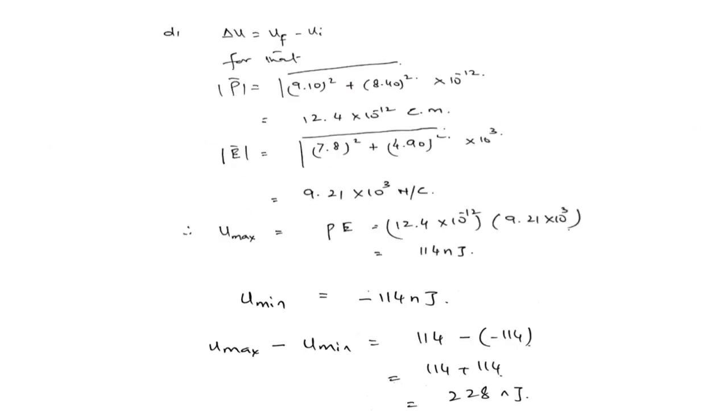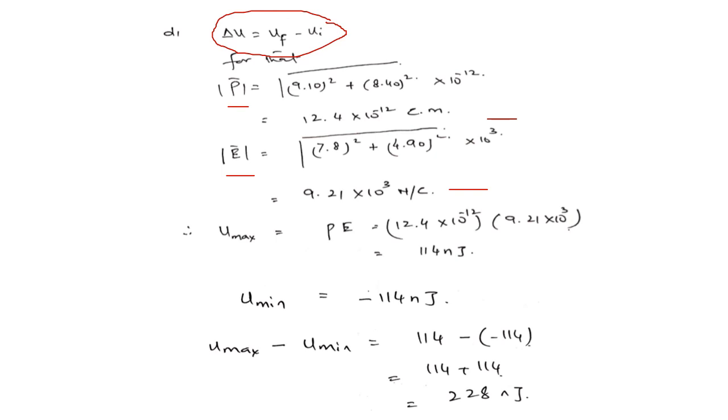In the D part, I want to find the difference between the maximum and the minimum energy which have been stored. So for that, I simply take the magnitude of P and magnitude of E, and by doing that, the magnitude of P is equal to 12.4 into 10 to the power minus 12, and magnitude of E is 9.21 into 10 to the power 3 newton per coulomb.